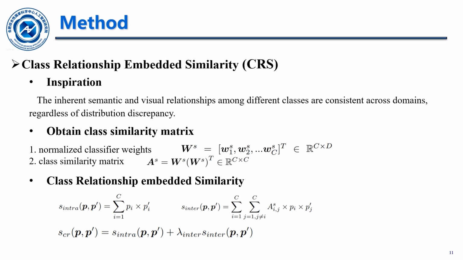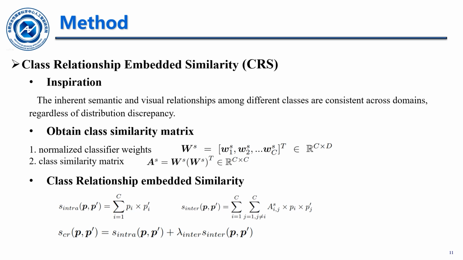We first obtain the class similarity matrix from the classifier of the source model. Specifically, the classifier weights are regarded as class prototypes. We normalize classifier weights and use their cosine similarity to construct a class similarity matrix. In this matrix A, the diagonal elements are 1, and the off-diagonal elements range from -1 to 1. A larger value means that two classes are more similar.